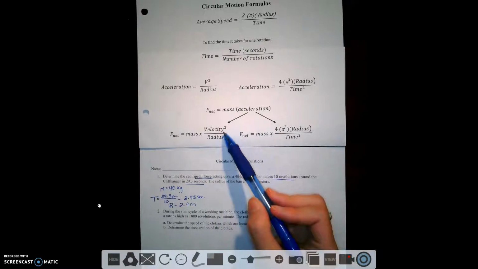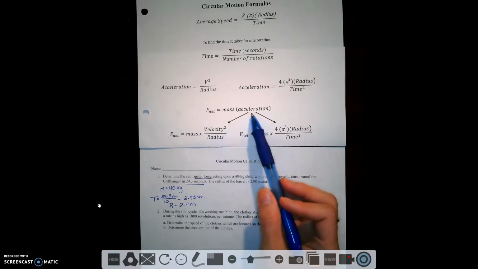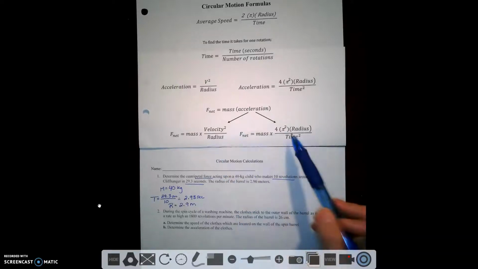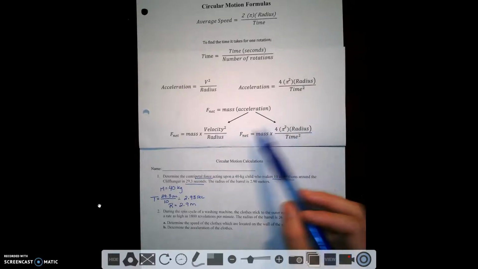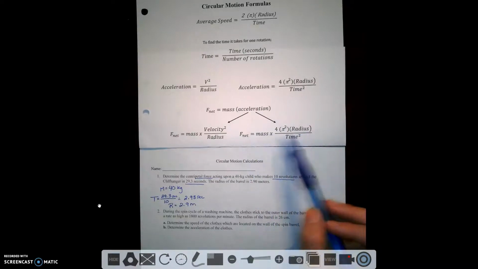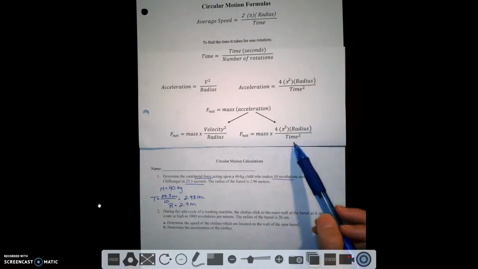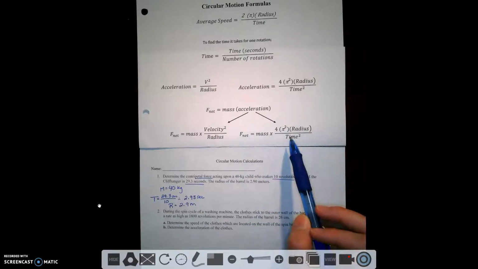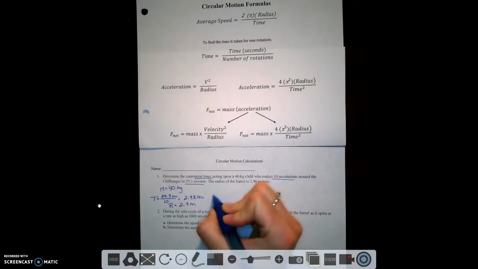So do we have acceleration? No. They do not give us the acceleration of the object. Then we need to look at velocity. We are not given velocity, but we do have radius and our time. So we're going to be looking at this formula right here. We have our mass. We have pi always, we have our radius, and then we found the time here. So this would be the force formula we would use because we have all of those variables.